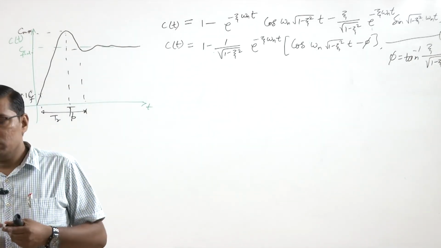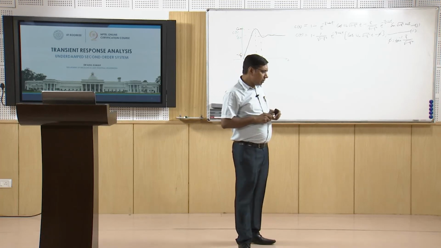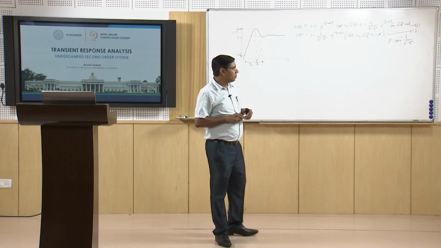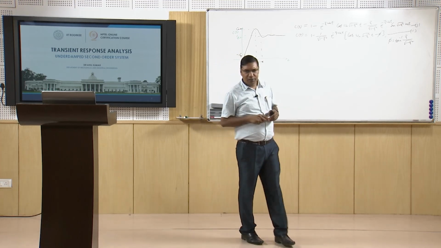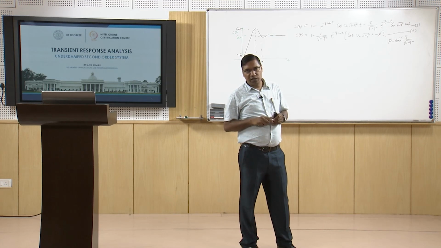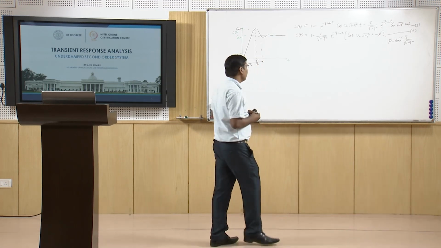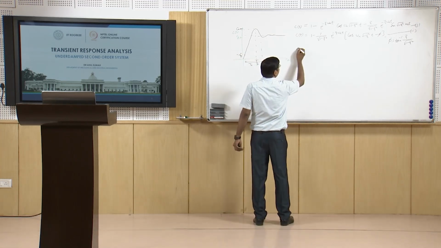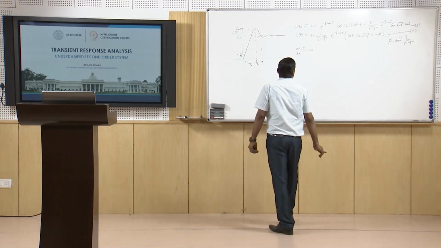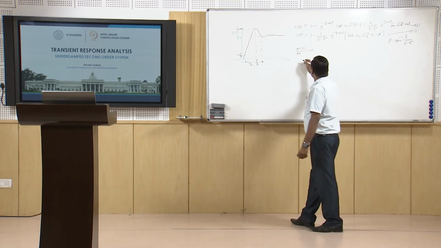And if we want to get the peak time, we must know that peak time is the time when the response is maximum, the first maximum occurs. So if we take the first derivative of this response and equate to 0, that will give the idea of peak time. So dc(t)/dt equal to 0. So let's take the first derivative of this.